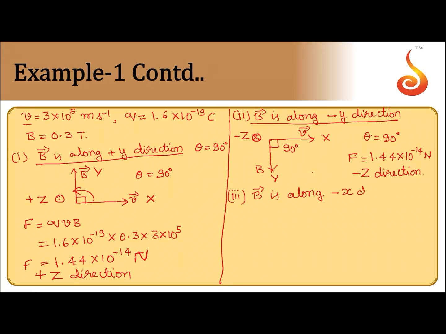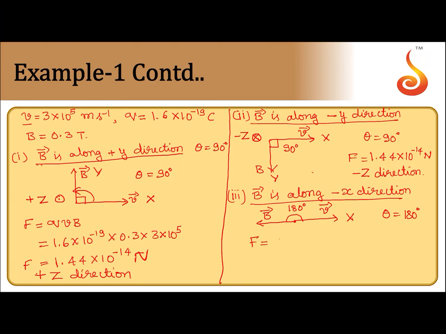Now coming to the third case, where B is along the negative x direction. That means V is along the positive x direction, yes, the direction of V. The magnetic field is along the negative x direction. The angle between them will be equal to 180 degree. So theta is equal to 180 degree.